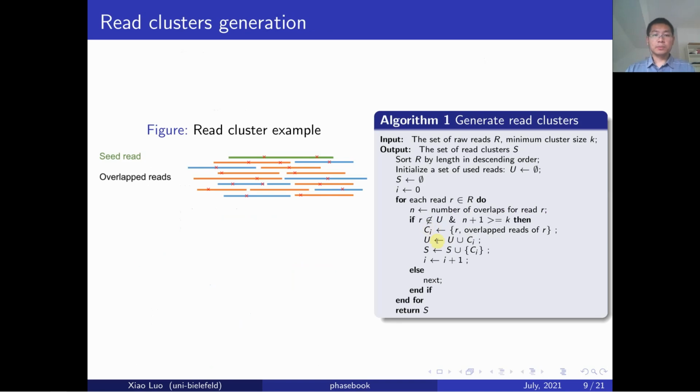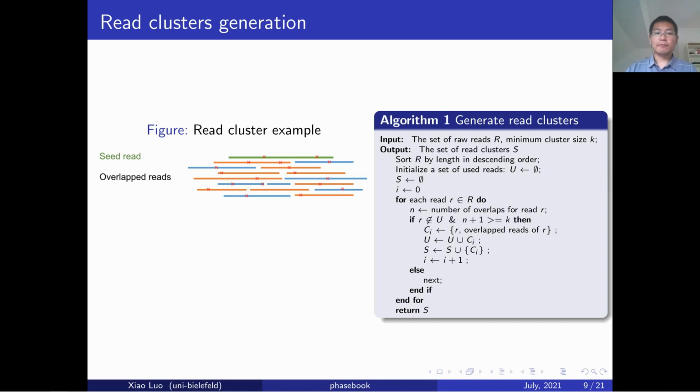Let's get some more details. First of all, reads are sorted in descending order of read length, and we select the longest read as a seed read, and then collect its overlapped reads. As we can see here, the color of the line corresponds to the haplotype. So the overlapped reads could be from both haplotypes because of sequencing errors.